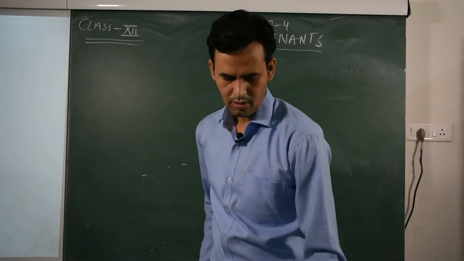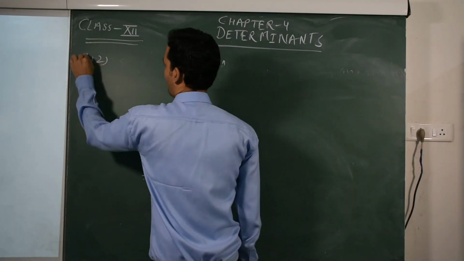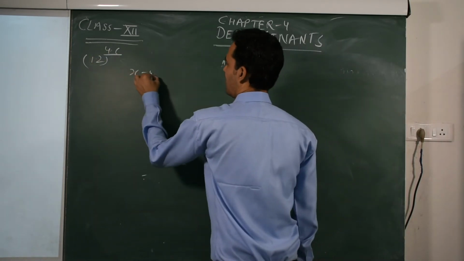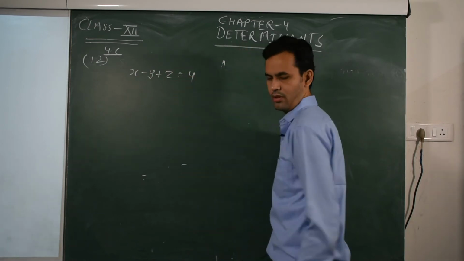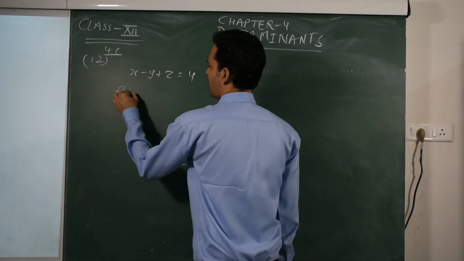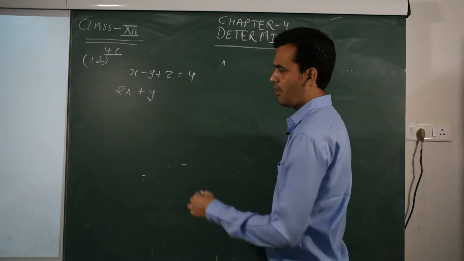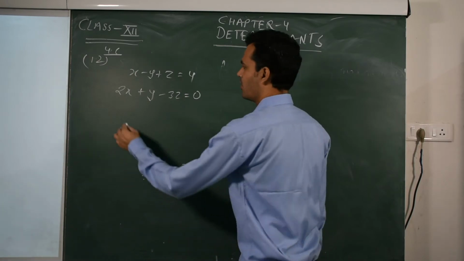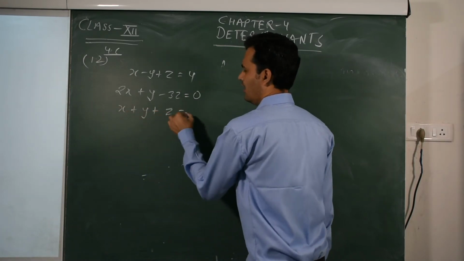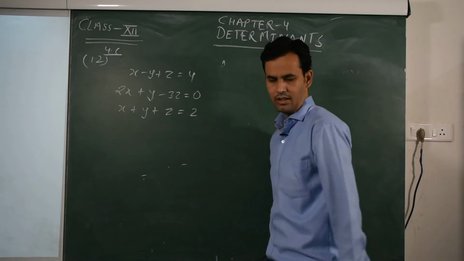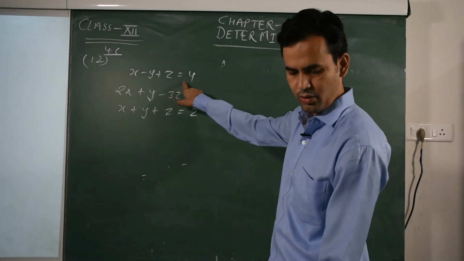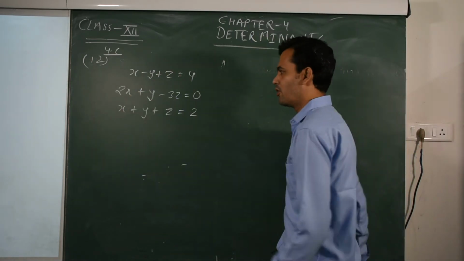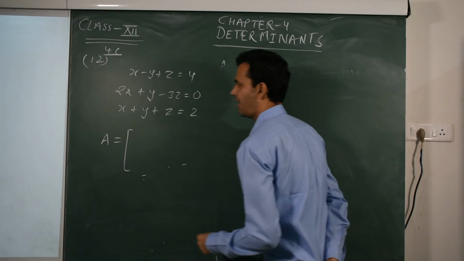Question number 12 of exercise 4.6. x minus y plus z equals 4, this is the first equation. 2x plus y minus 3z equals 0, second equation, and third equation is x plus y plus z equals 2. So there are three equations: x minus y plus z equals 4, 2x plus y minus 3z equals 0, and x plus y plus z equals 2. So first we find the value of the A matrix.